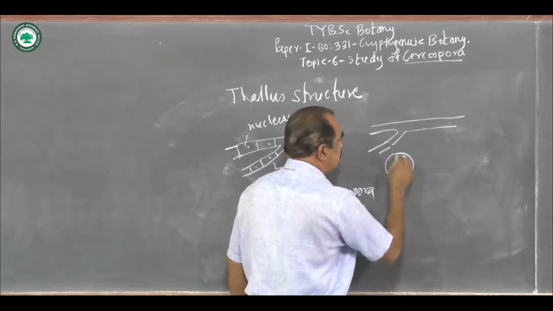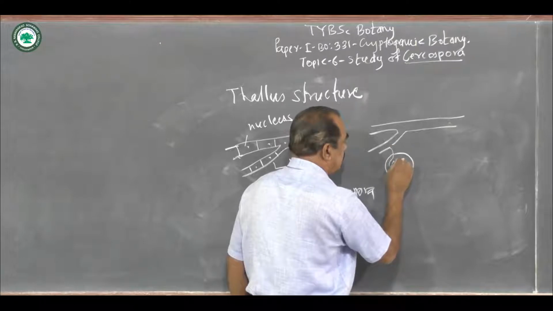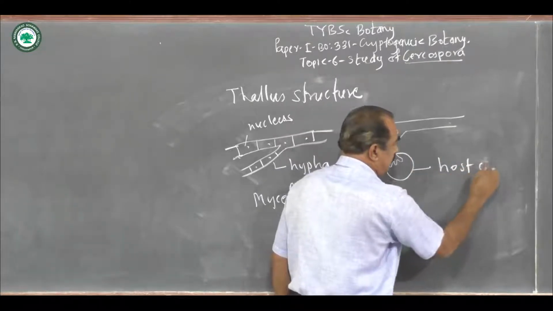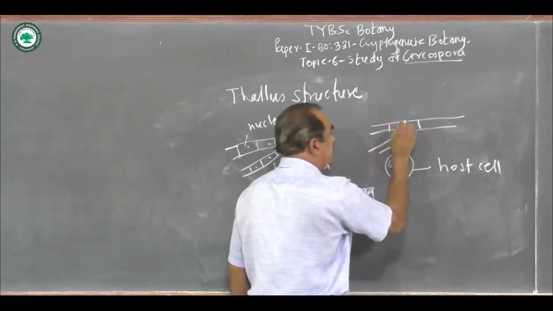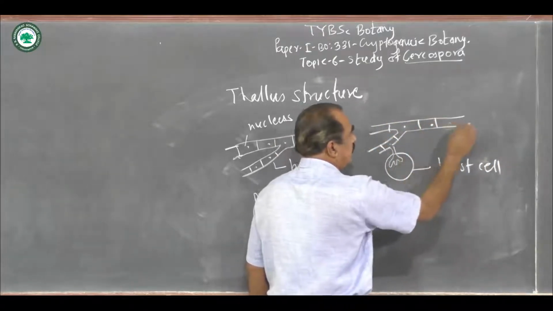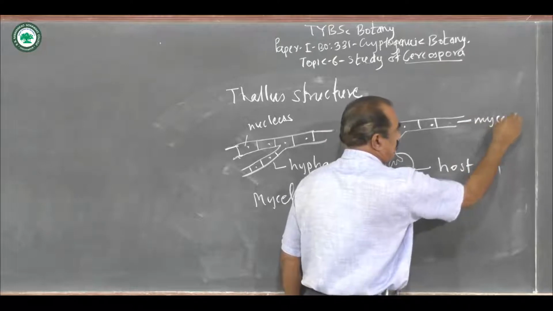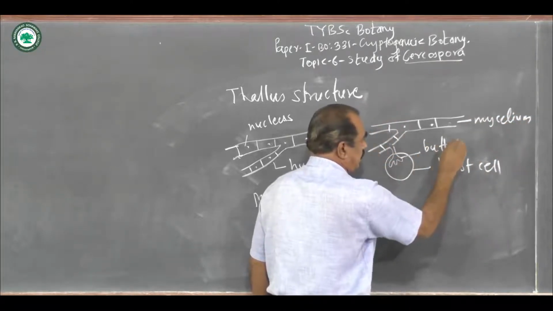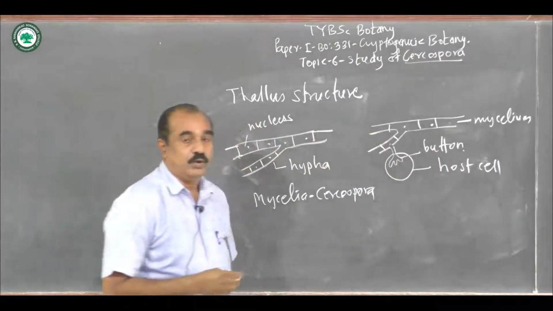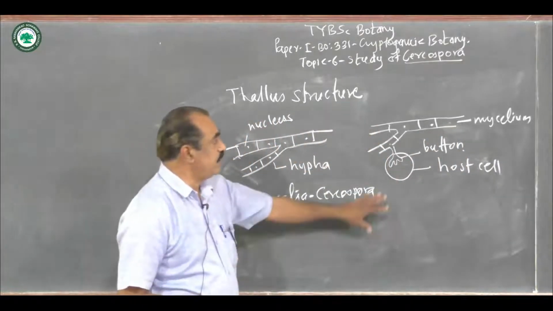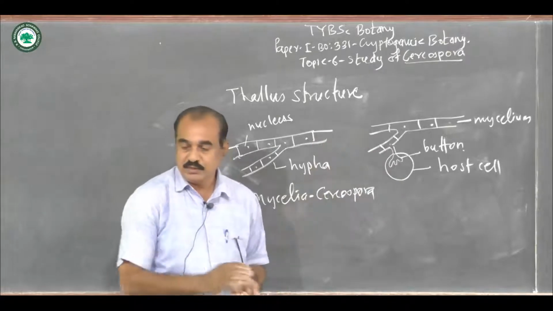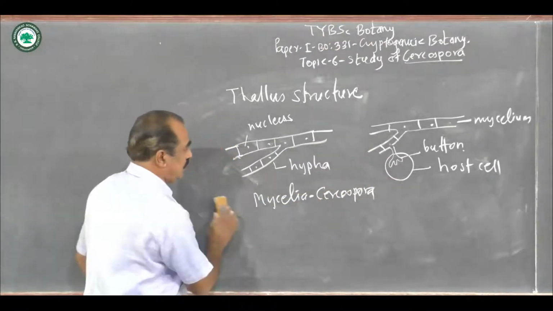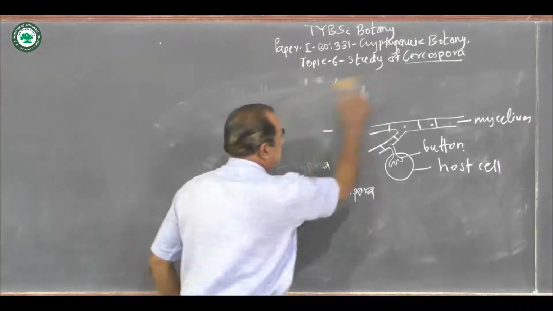So this is the host cell. And these are the haustoria. This is the host cell. This is the mycelium. And these are the lobed haustoria. And they suck the ready-made food material from the host cell. Now this is about the nutrition. That means it is a parasite on the host. Now that is the reproduction.